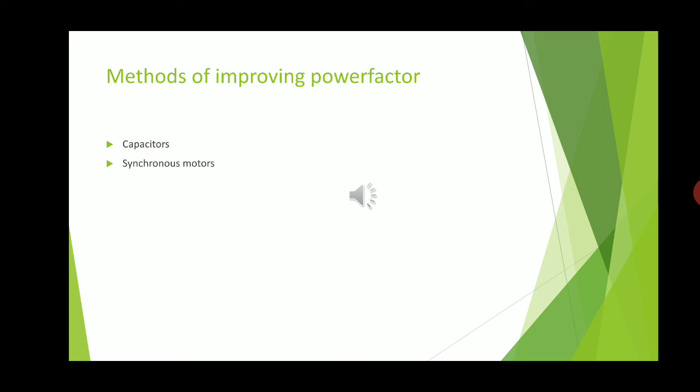Now, by connecting the capacitors in parallel with the load centers, the resultant current phasor is more towards the voltage phasor. That means the phasor displacement is lesser. It is equal to like 10 degrees, 15 degrees. So it improves the overall power factor of the system. The second is synchronous motors. Synchronous motors are also known as synchronous condensers.